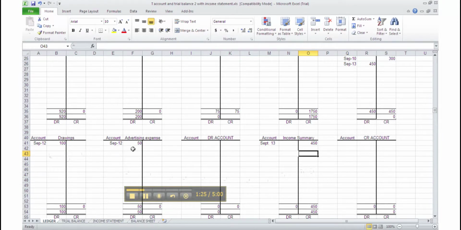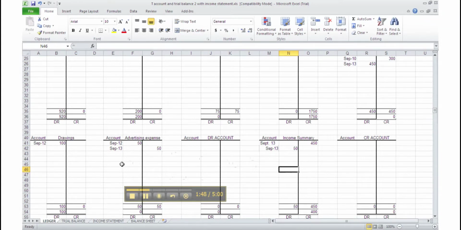The next step is to close all the expense accounts. So we have just one in this example, which makes it easier. We need to credit all of the expenses. So we'll credit advertising expense. And because of debit credit theory, we're going to therefore debit income summary. Income summary, as we've mentioned in this activity, is a holding account.